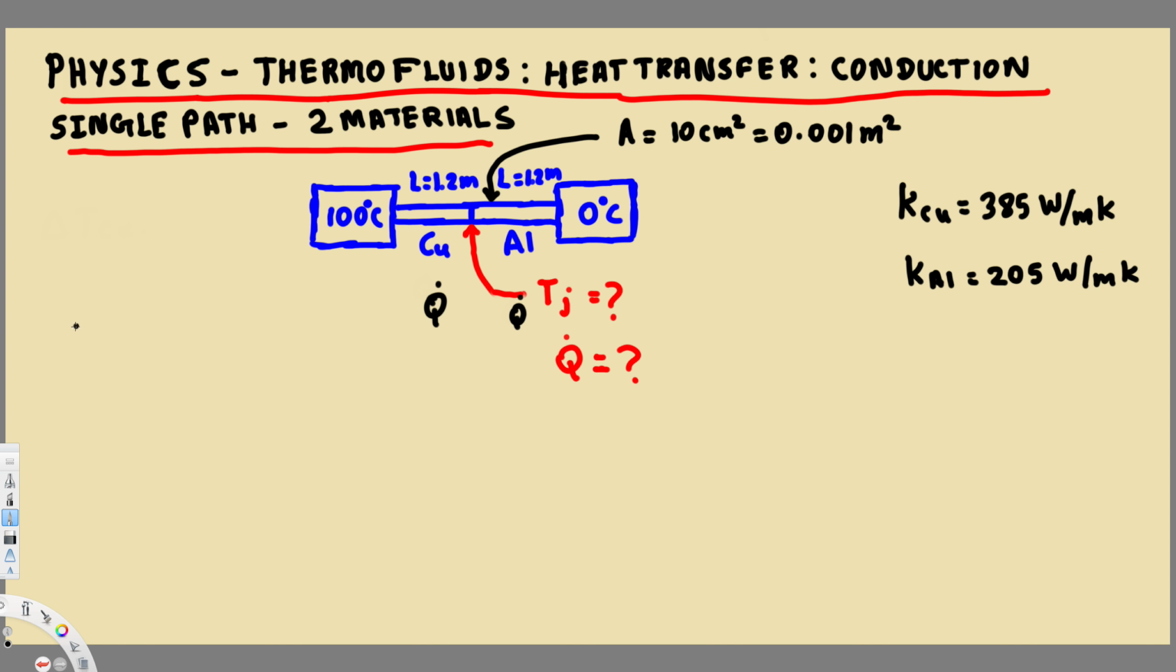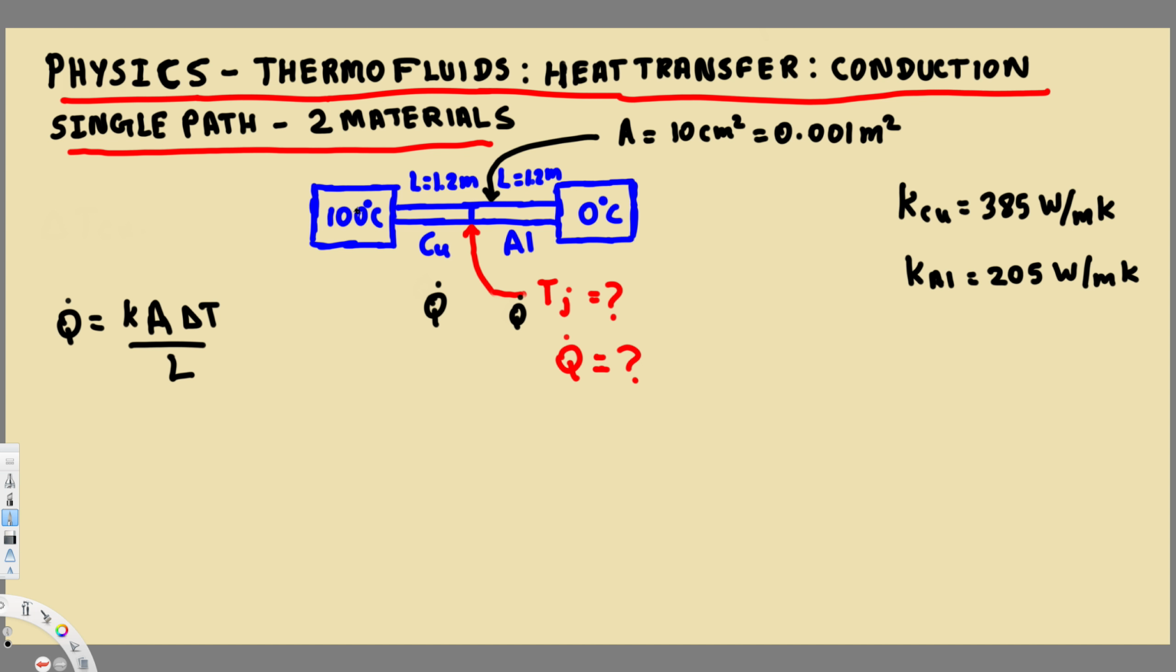We know that the conduction equation is this: Q dot is equal to K A delta T over L, right? So this is the conduction equation. Now we can equate this one for copper and aluminum because the Q dot are going to be equal in series. Now before we do that, we have to know what is going to be the junction temperature, right?